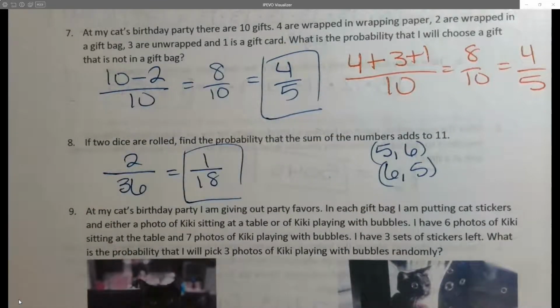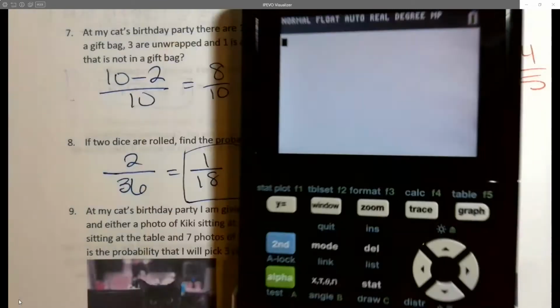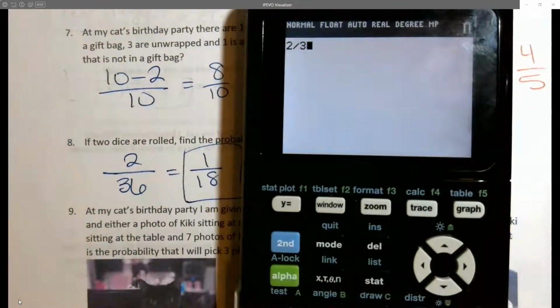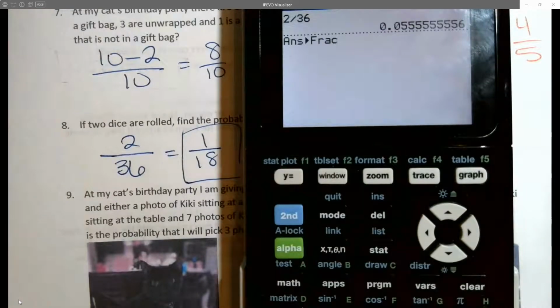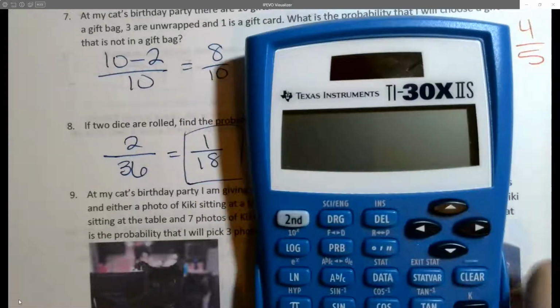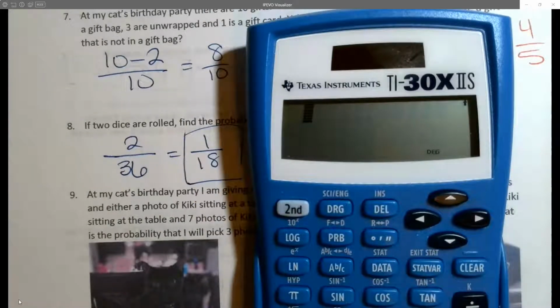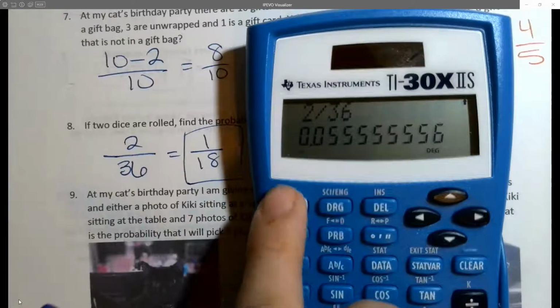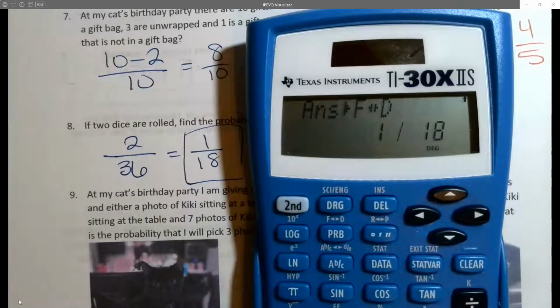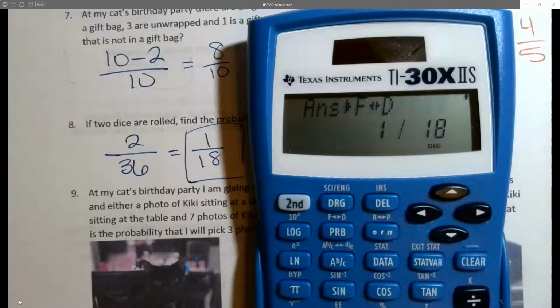I forgot to say this, but if I wanted to check this on a calculator for simplifying, I would do 2/36, and I press enter. Then on the TI-83 and 84, I go to math. My first choice is fraction. I press enter again, and it gives it to me as a fraction. If I am on this calculator, I would do 2 divided by 36 and press enter. And then right above the PRB button is an F to D arrow. I would go second, F to D, and then press enter, and it gives me 1/18.